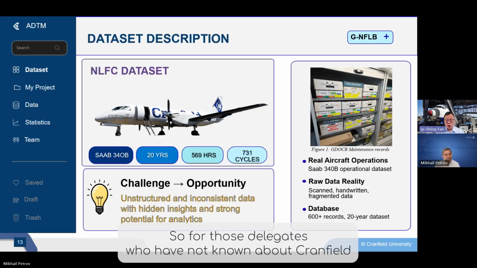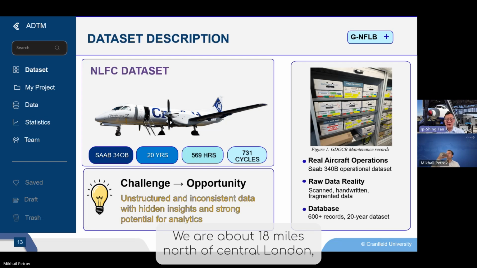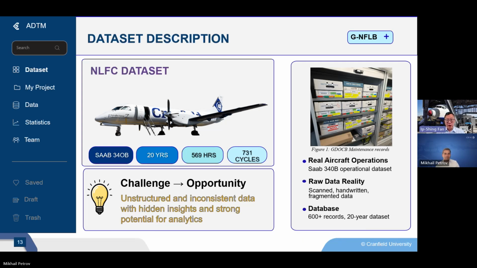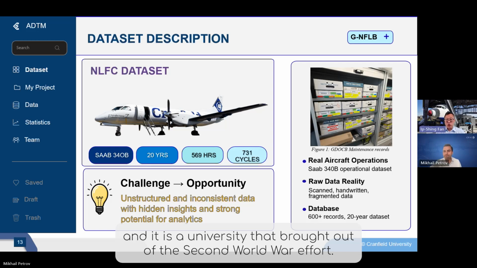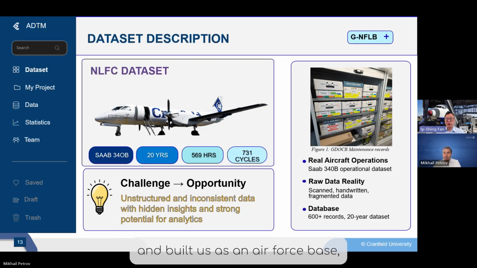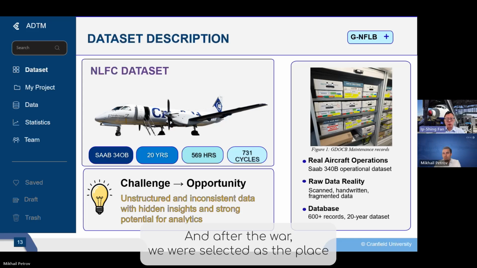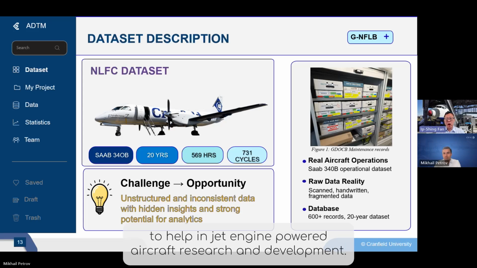So for those delegates who have not known about Cranfield before, we are a specialist university in the UK. We are about 80 miles north of central London. It is a university that was born out of the Second World War effort. The Ministry of Defense acquired the farmland on top of a hill and built us as an Air Force base, focusing on light bomber support to prepare for the Second World War effort. And after the war, we were selected as the place to help in jet engine-powered aircraft research and development.